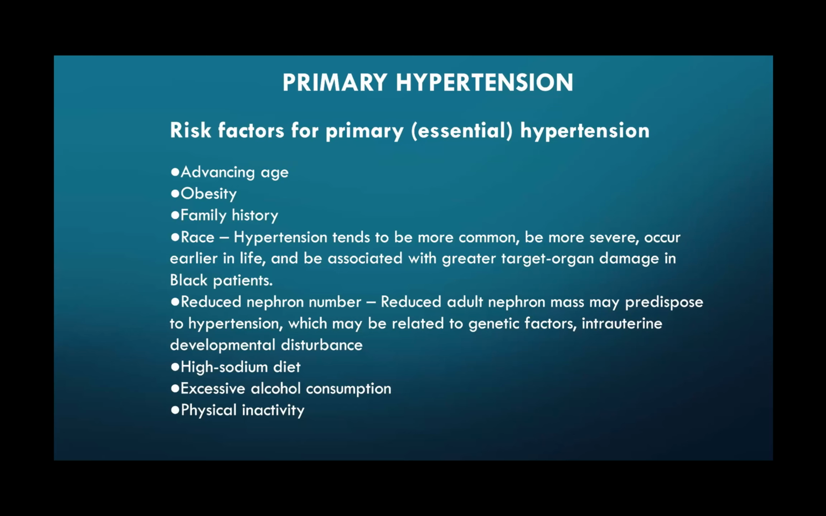Again, race and ethnicity: this is something we commonly see in African-American patients or the Black population, and they can often have earlier presentation of hypertension. There are certain things associated with reduced adult nephron mass, and these could be either related to genetic factors or intrauterine developmental disturbances. Also dietary factors like high sodium diets, excessive alcohol consumption, or physical inactivity.